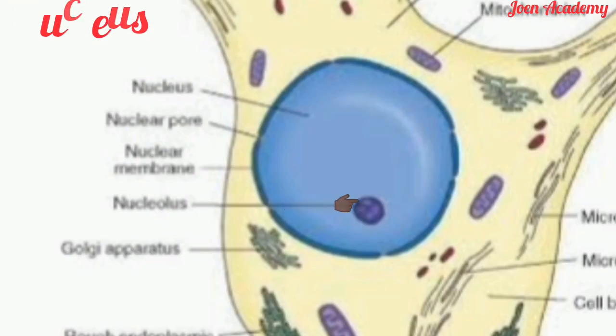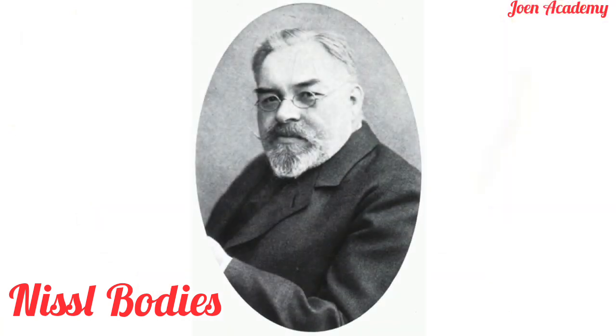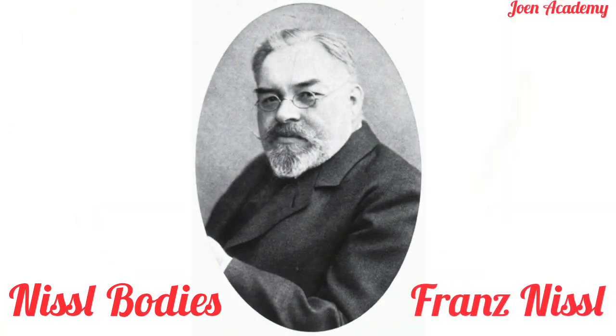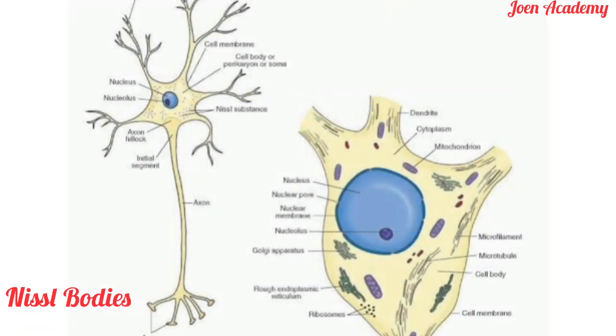As for the Nissl bodies, they are also regarded as Nissl granules. They are simply small basophilic granules that are seen in the cytoplasm of the neuron. These Nissl bodies are named after the scientist who discovered them. The scientist was called Franz Nissl. Nissl bodies can be seen in the soma of the neuron as well as the dendrites, but you cannot see the Nissl body in the axon as well as the axon hillock.